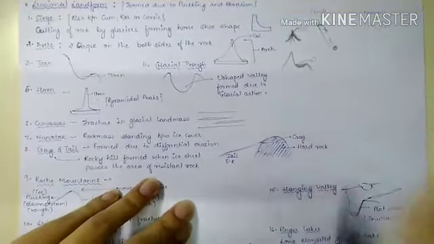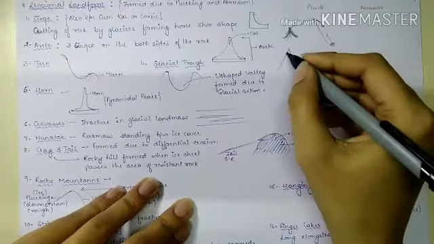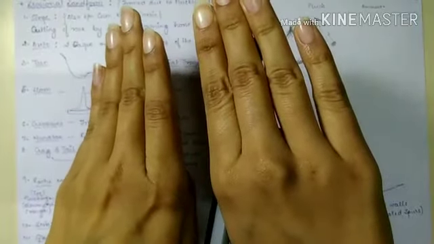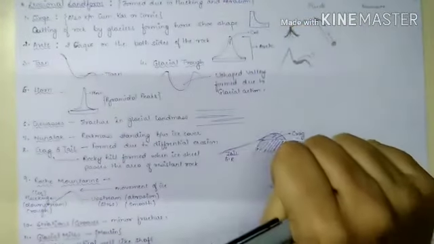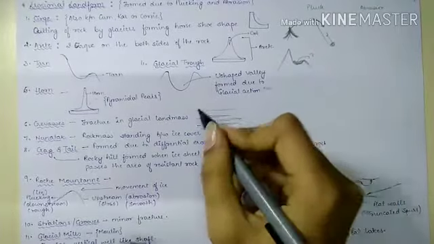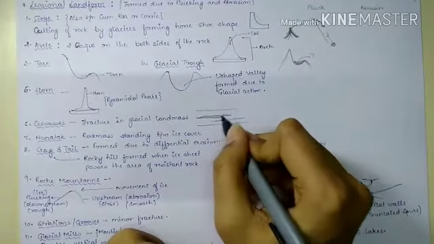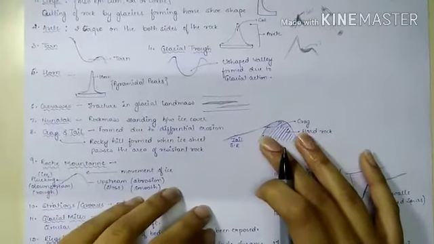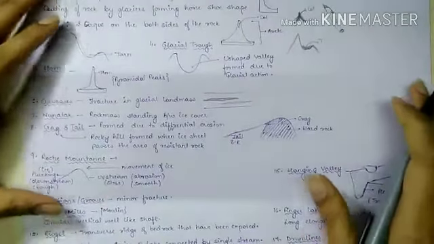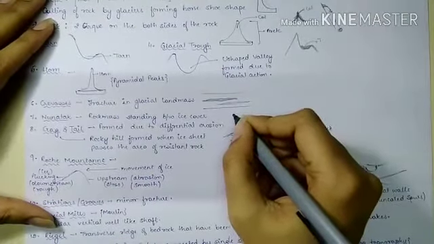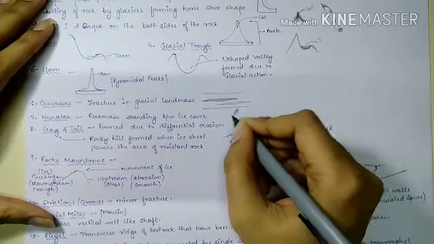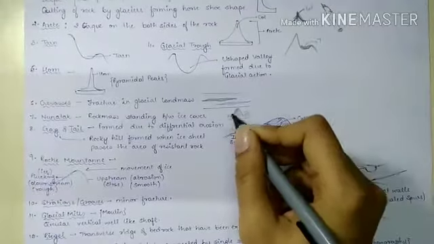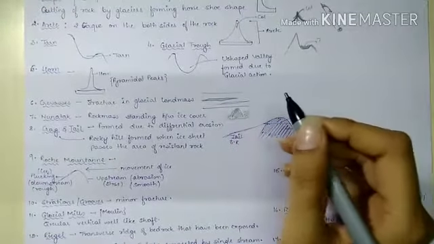Next we have crevasses. What happens is we have glaciers here. When this glacier and this other glacier move, there is a crack or fracture between these two glacial land masses. These fractures are known as crevasses. Next we have nunatak. A nunatak is a rock mass standing between the ice. So these are the ice, and here we have a rock mass standing between them.